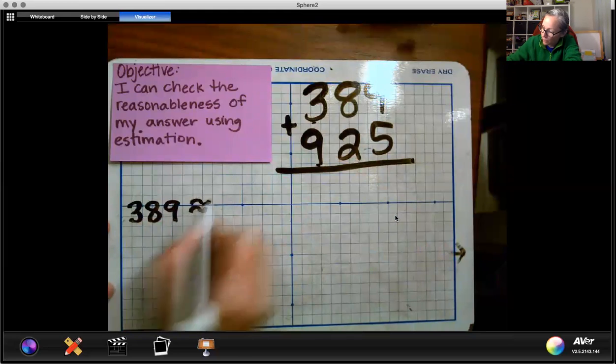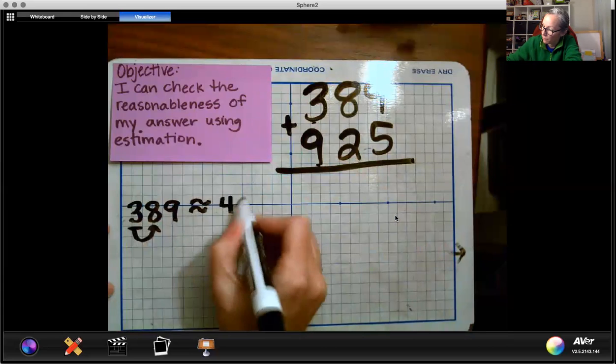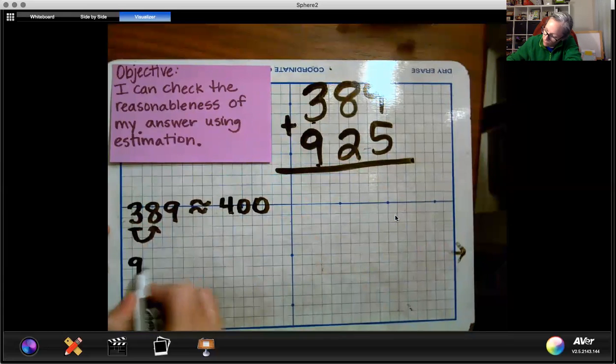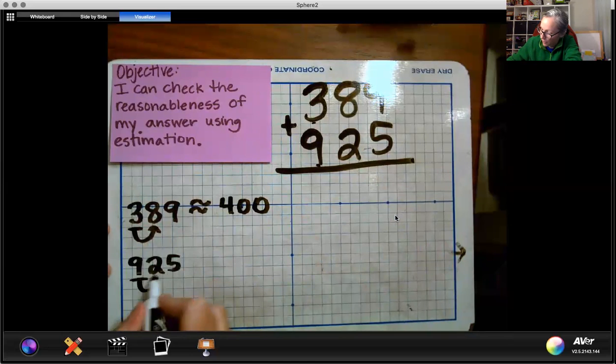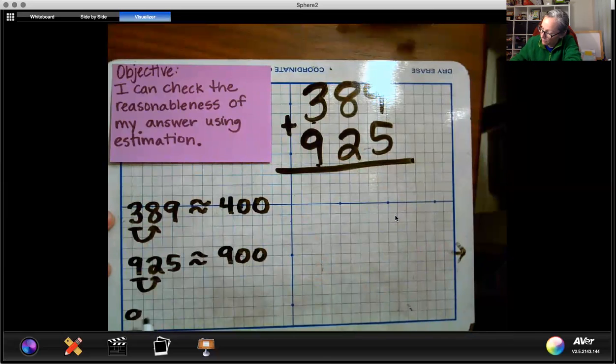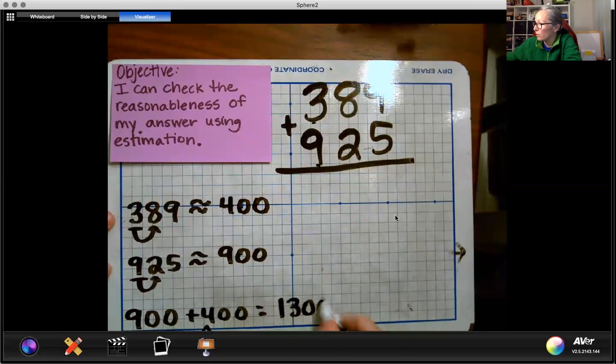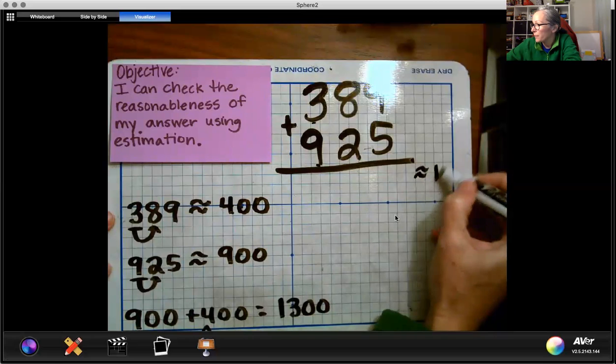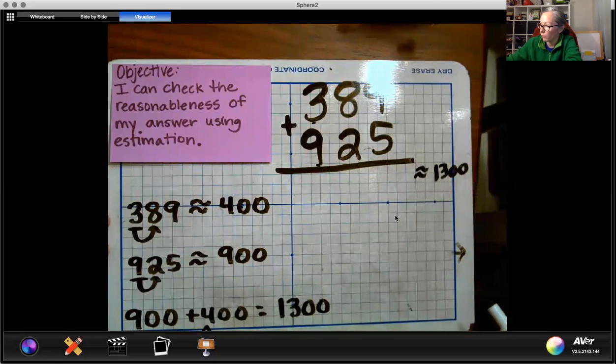rounded to the nearest hundred is 400. And 925 rounded to the nearest hundred is 900. So now I'm going to add 900 plus 400, or 900s plus 400s. I'm actually going to break that into 3 and 1. So I can have 900 plus 100 is 1,000, plus 300 more is 1,300. So I know the answer to this problem needs to be about 1,300.